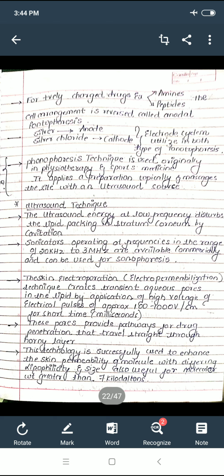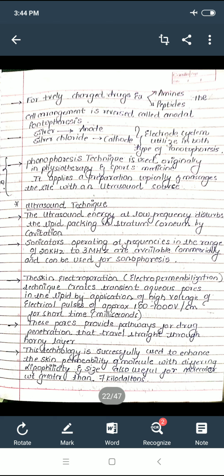Phonophoresis is another technique which is used originally in physiotherapy and sports medicine. It applies a preparation topically and massages the site with an ultrasound source. Second method is the ultrasound technique. The ultrasound energy at a low frequency disturbs the lipid packing in the stratum corneum by cavitation. Sonicators operating at frequencies in the range of 20 kilohertz to 3 MHz are available commercially and can be used for sonophoresis.